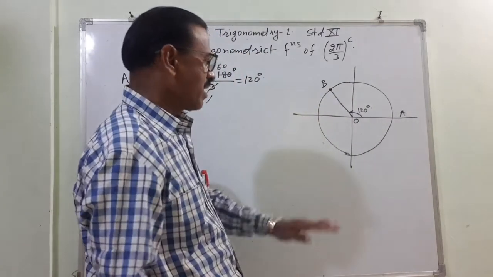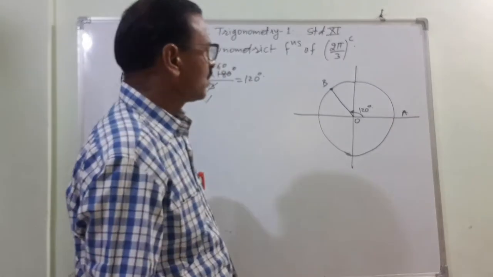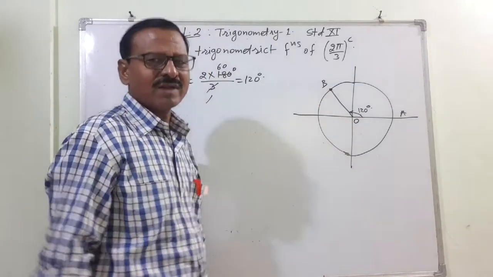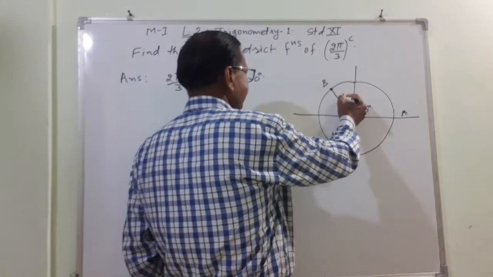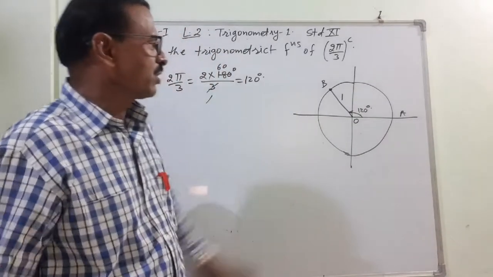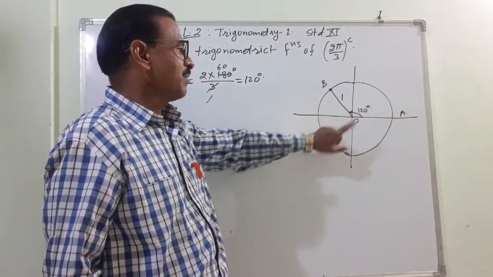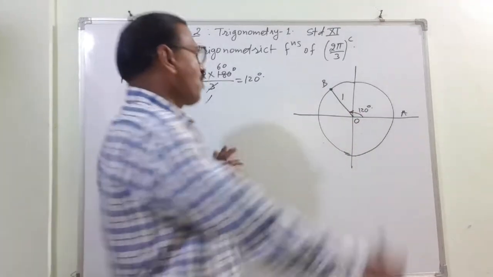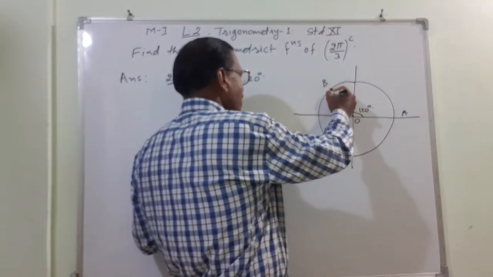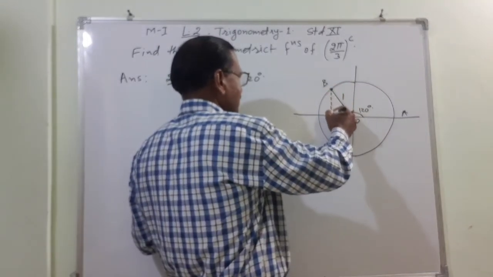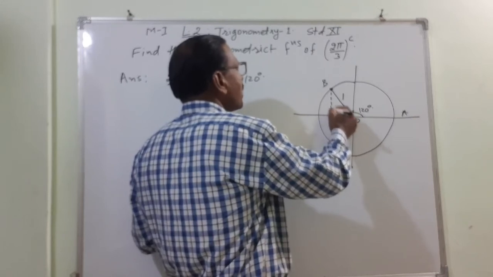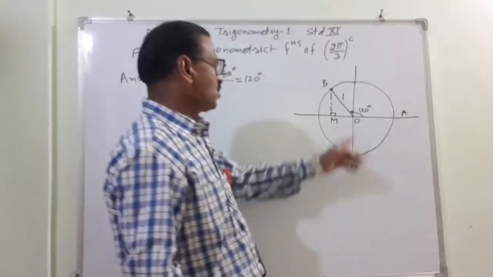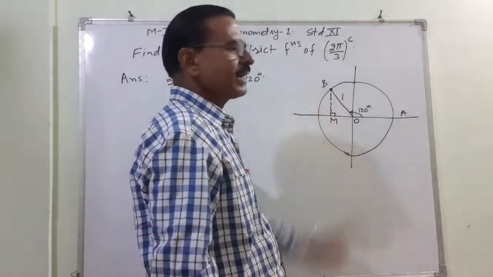So always remember this, any question it may come. Draw a perpendicular from this. Now this is a unit circle. What is that unit circle? The radius is 1. So what I have done: draw a unit circle and draw an angle AOB of 120 degree. From this point, always draw the perpendicular on the x-axis. Don't forget this, always on the x-axis. Give the name M. So OMB is the right angle triangle.